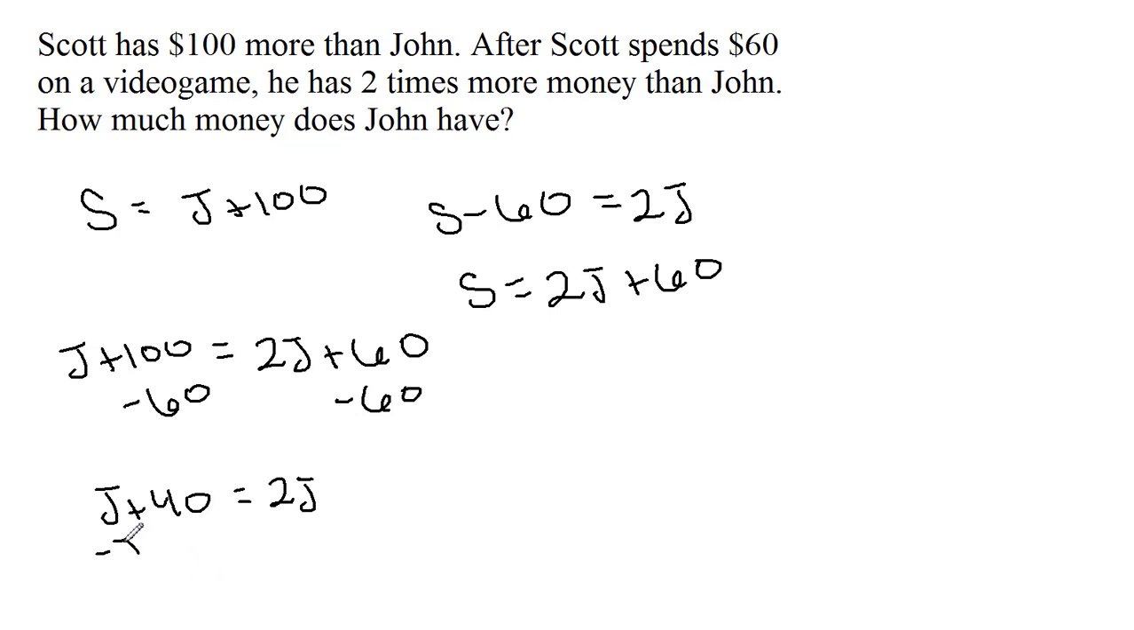Now we'll subtract this J from both sides, leaving us 40 equals J. So John has $40.